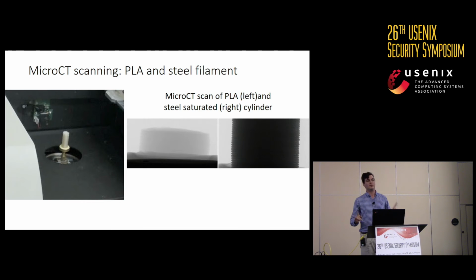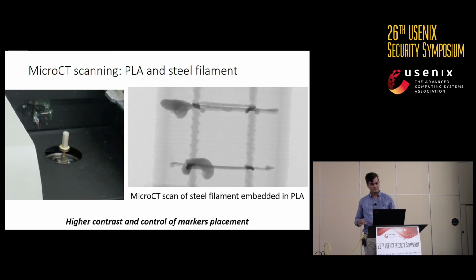And so we switched over, rather than PLA and gold nanorods, to PLA and steel saturated filament. PLA is very low density. The X-rays go straight through, as you can see on the left. And steel is obviously very high density, and we can see that it's very dark on the CT scan. And so what we did was we took that cylinder and we printed 2 layers with the stainless steel filament. And we can see that those show up very clearly.